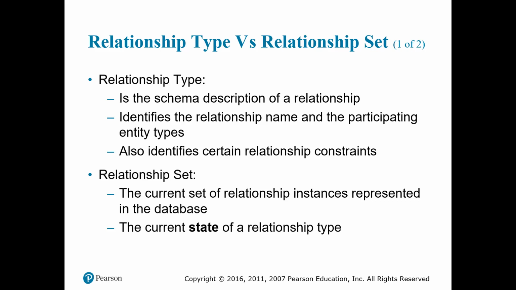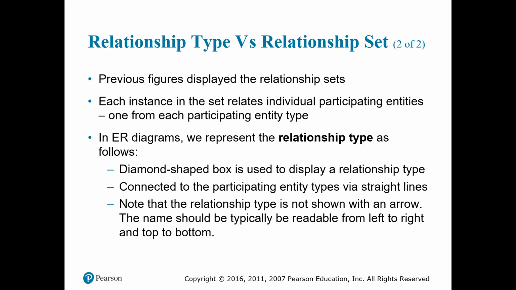It could be that every employee has to have a relationship with a department. Every employee has to have a department number. You cannot have a null value. They can't be a free floating employee. So we can model that. So we got a diamond box.